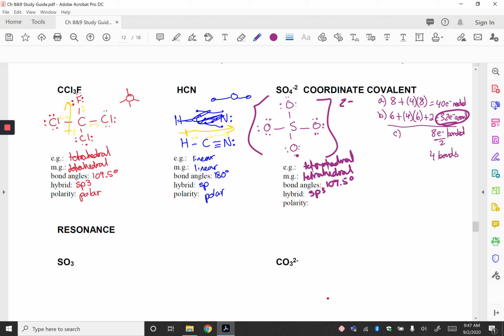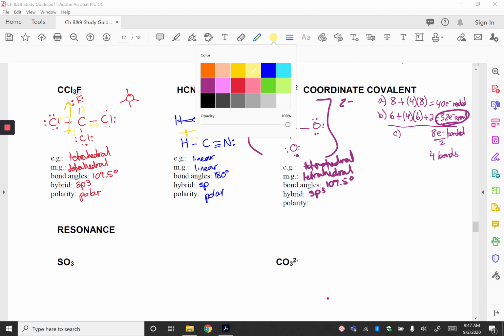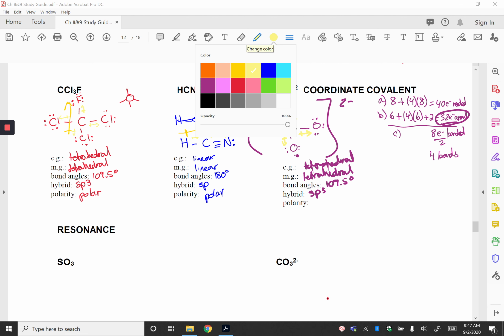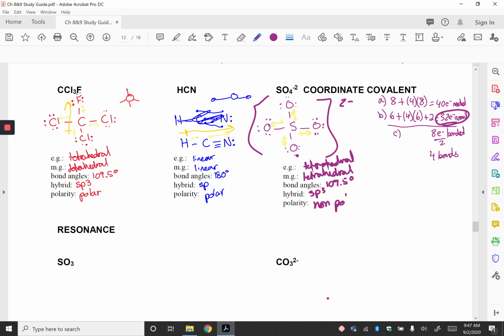And then, is this polar or not? Let's see. Oxygen's more electronegative than sulfur. So you draw these 4 arrows towards each of the oxygens. Looks like they all cancel out. So again, I would erase all of these because there is no net dipole moment and it is nonpolar.